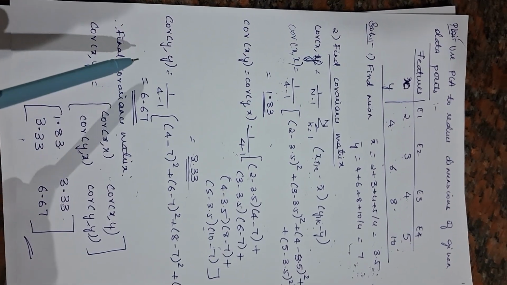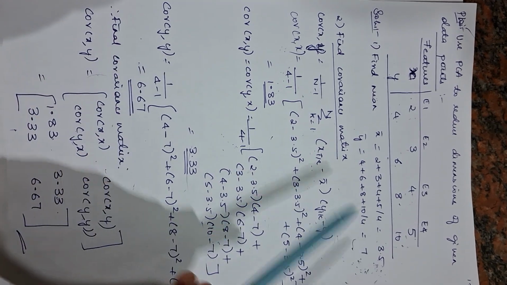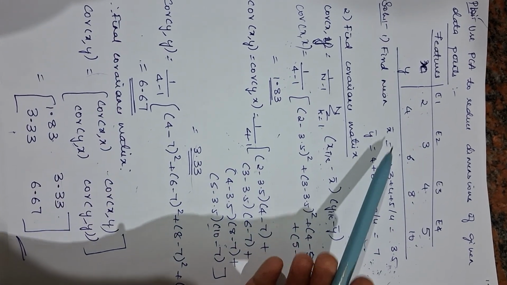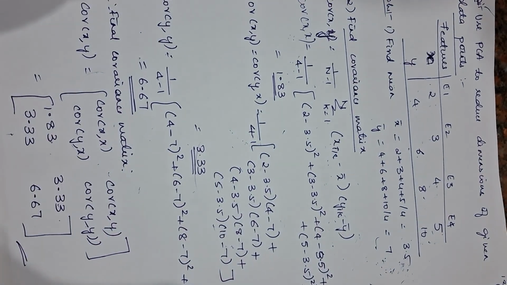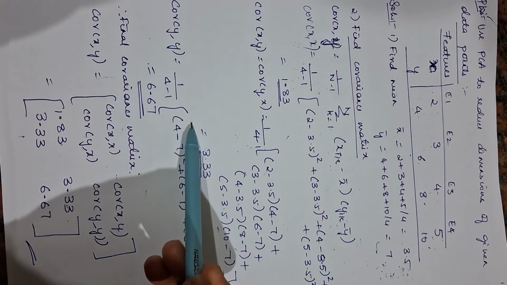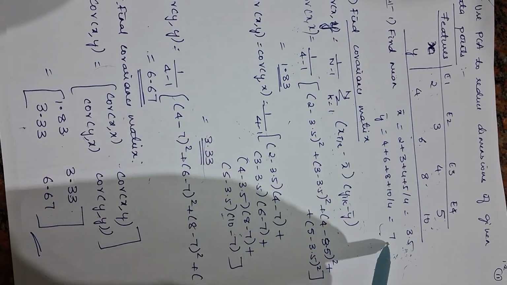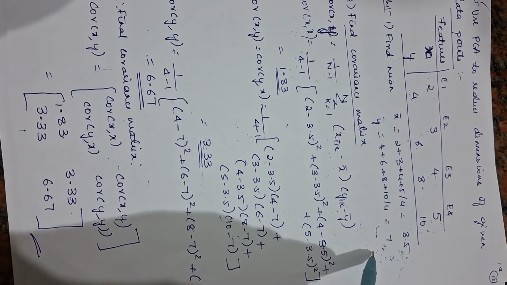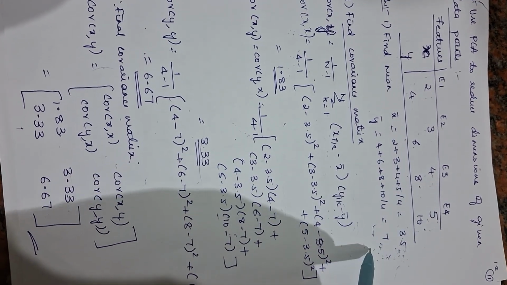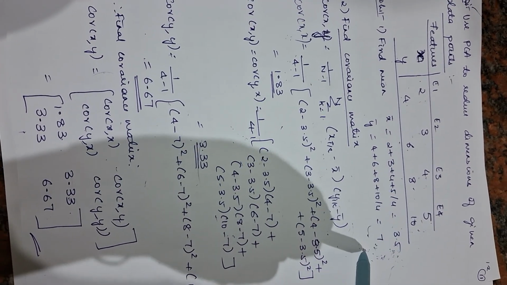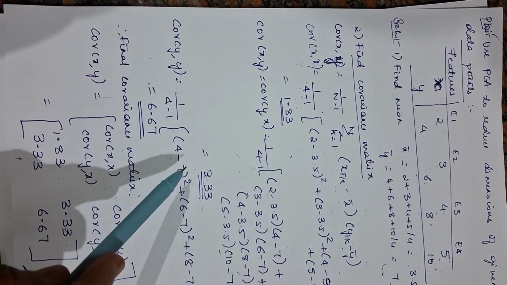Now let's find covariance of y comma y, similar to the first one. Now I have to just consider y only. So that would be 1 by 4 minus 1 into 4 minus 7 whole square plus 6 minus 7 whole square plus 8 minus 7 whole square plus 10 minus 7 whole square. So I get the value as 6.7.